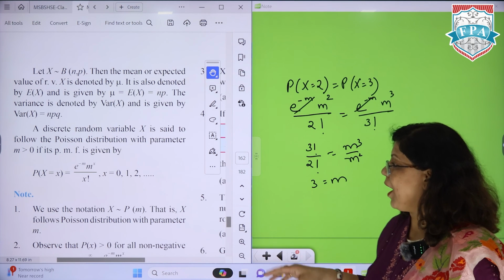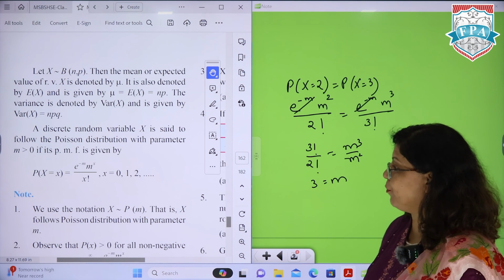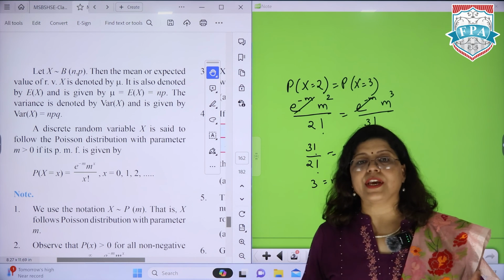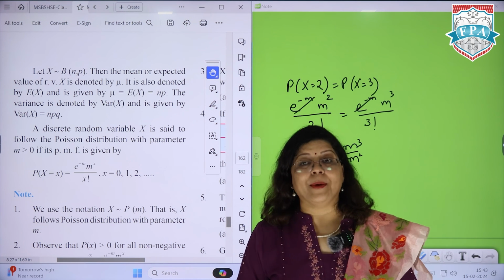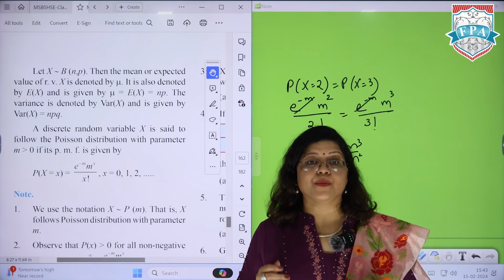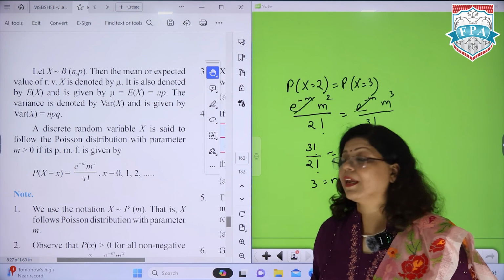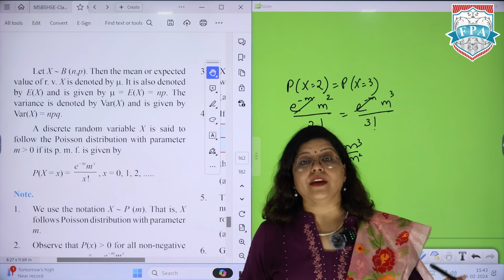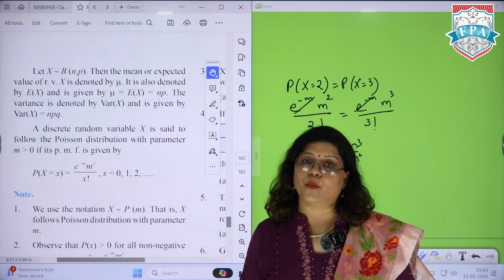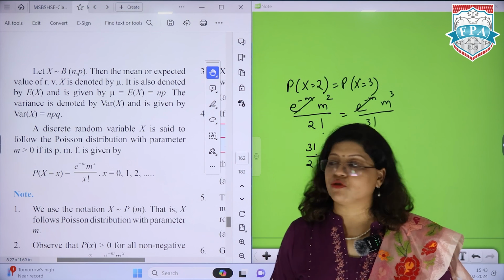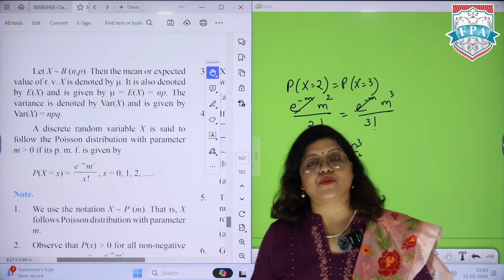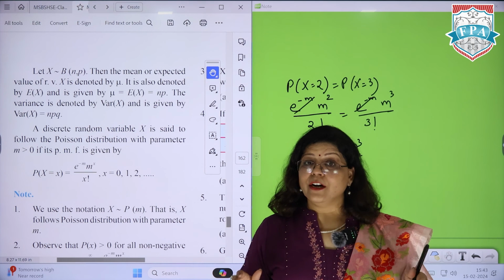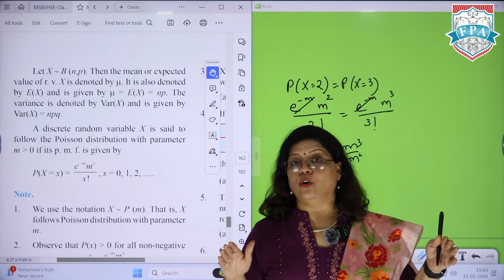So in this manner, this particular chapter can be done using, first, your probability distribution, making the distribution table; second, calculating the probabilities; then finding out the mean, expected value and the variance of the probabilities; binomial distribution; and then ultimately the Poisson distribution. So this is the end of your portion for book 2.